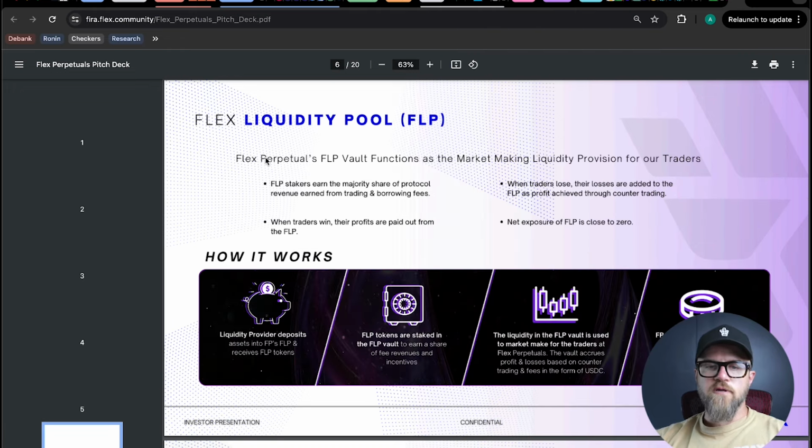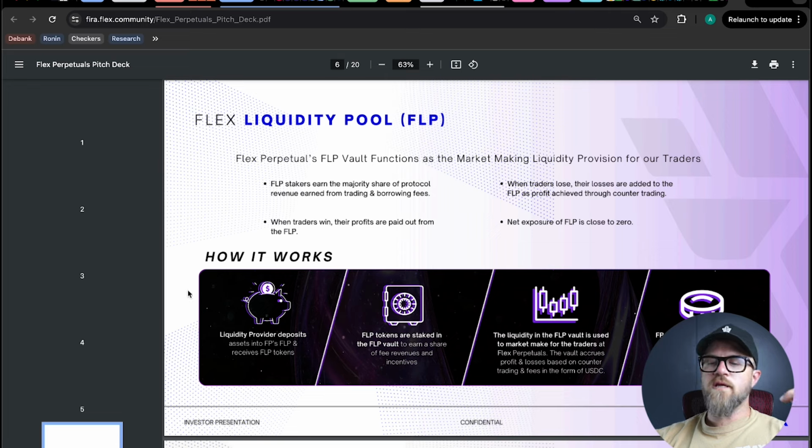Flex liquidity pool is the FLP, similar to GLP or HLP that you've seen with the GMX or HMX, right? So FLP stakers earn the majority of share protocol. When traders win, the profits are paid out from the FLP, but when the traders lose, their losses are added to the FLP. Net exposure of FLP is close to zero.